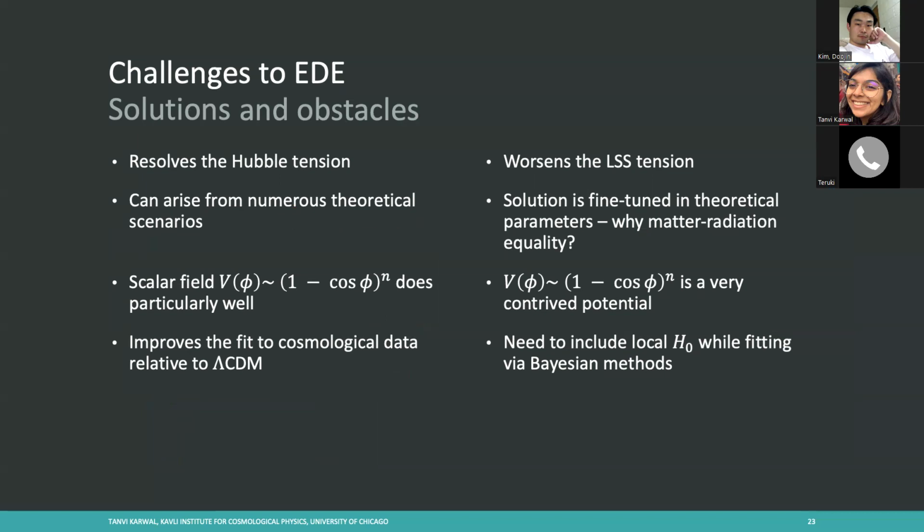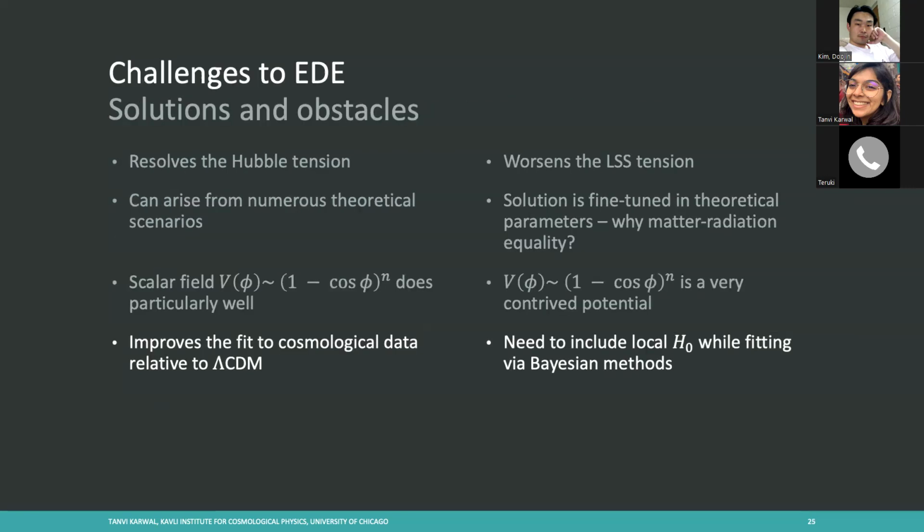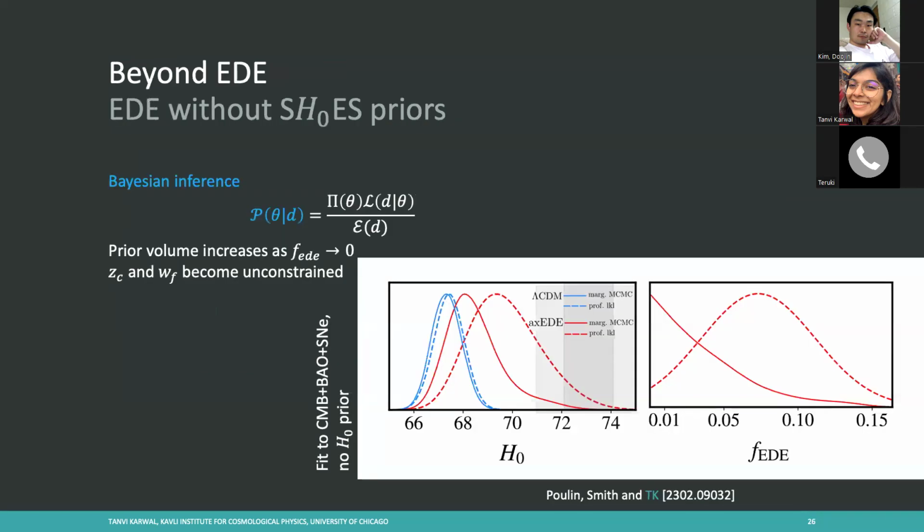So we have these obstacles for early dark energy solutions to H0. So where do we go from here? How can we now figure out what a new concordance model might look like? Let me start by talking about the last point, because I think most of you were here for the discussion right before this, which was how do we deal with the fact that we have to include H0 when we're trying to fit early dark energy? Without using the H0 likelihood, we don't get the early dark energy solution. It turns out this is exactly because of the prior volume projection effects that I was talking about. I'm going to go through this really fast because I'm assuming most of you were here.